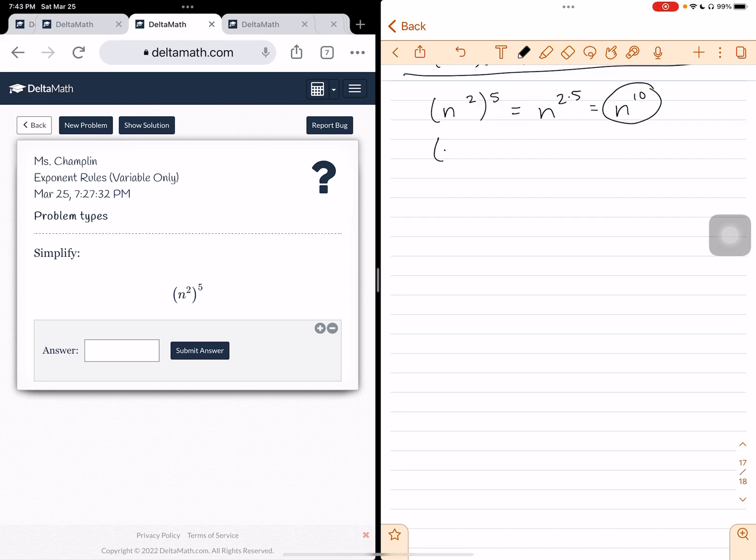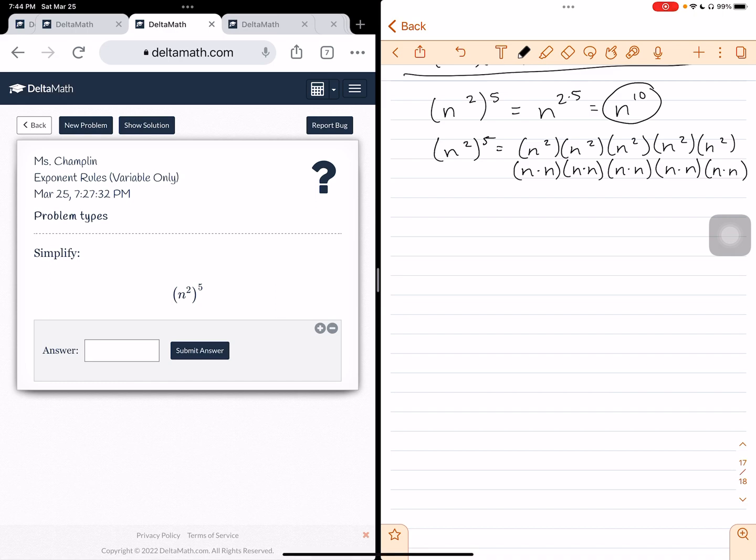If you want to see it expanded, n squared to the fifth power would be equal to n squared times itself 5 times. n squared is really just n times n. So if I were to rewrite all of these, completely expanding everything out, and then add all of these n's together, I have 10 n's being multiplied by each other, which means I could rewrite as n to the 10th power.